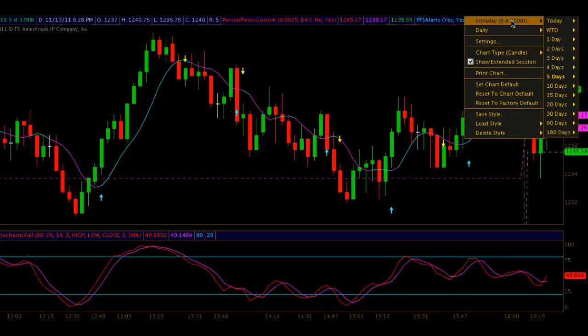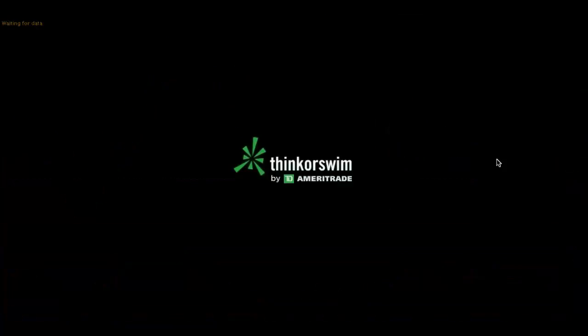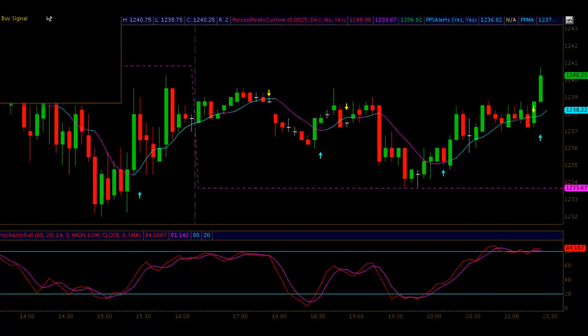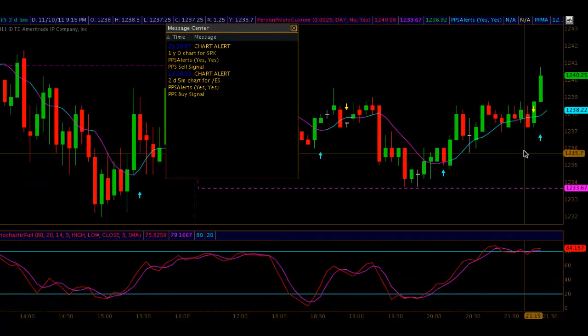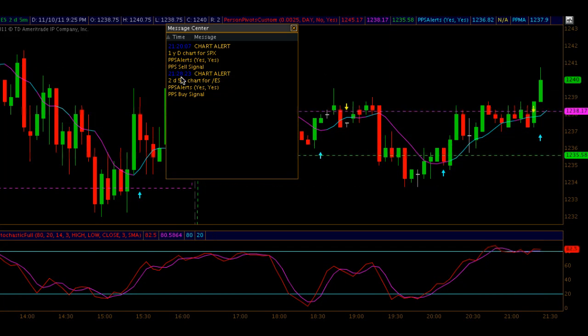You can work it on a 2-day. You can work it on a 5-minute chart. As you can see right here, we got a buy trigger. Buy trigger formed. We just popped pretty hard. Yeah, 21.20. So 21.28. So just now.